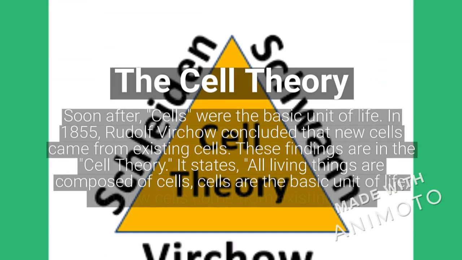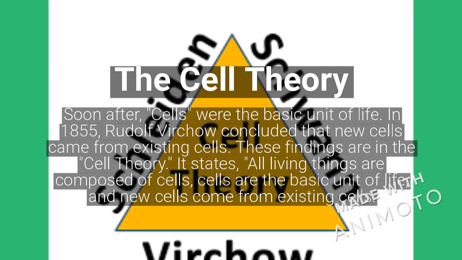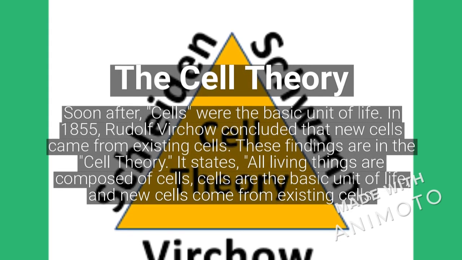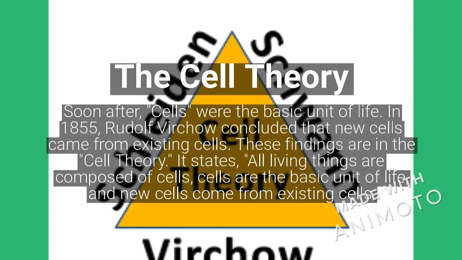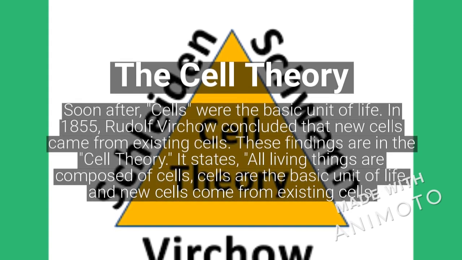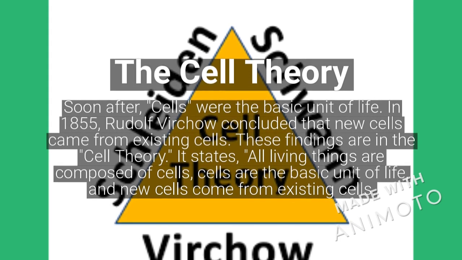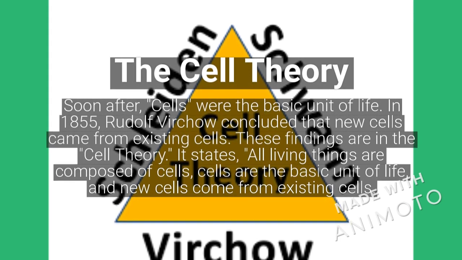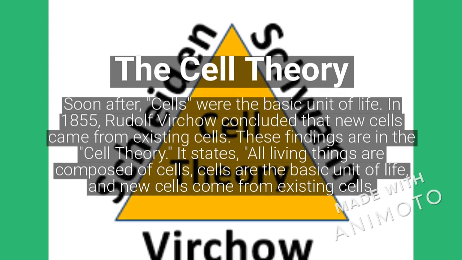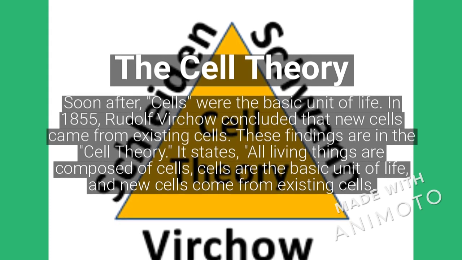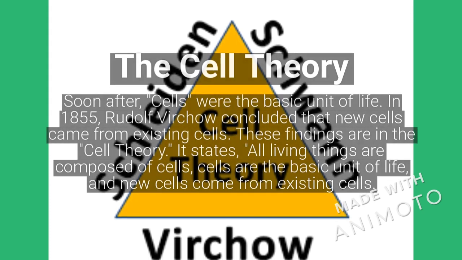The cell theory. Soon after, cells were recognized as the basic unit of life. In 1855, Rudolf Virchow concluded that new cells came from existing cells. These findings are in the cell theory. It states all living things are composed of cells, cells are the basic unit of life, and new cells come from existing cells.